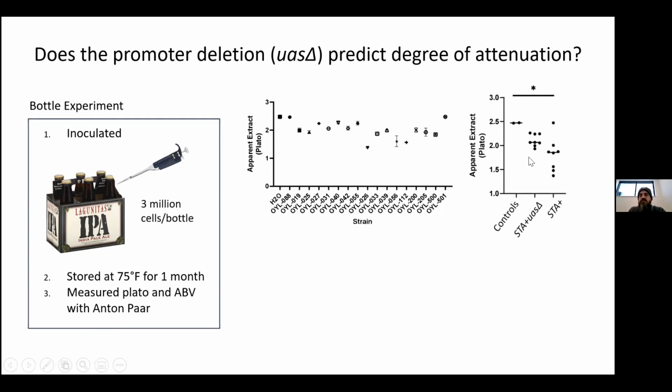There was a pretty decent grouping of the amount of attenuation and the promoter status. Those that had the deleted promoter that aren't as diastatic cluster around a less diastatic range, but again, you see a spread here. And the same thing with the STA1 positive yeast that had an intact promoter. Again, you see a wide variety of super attenuation in this bottle experiment. So this goes to show you that the promoter status does not tell you the entire story as far as how diastatic a yeast is.